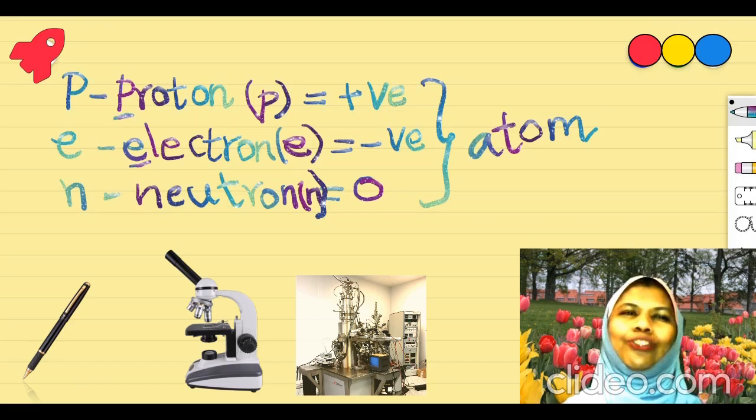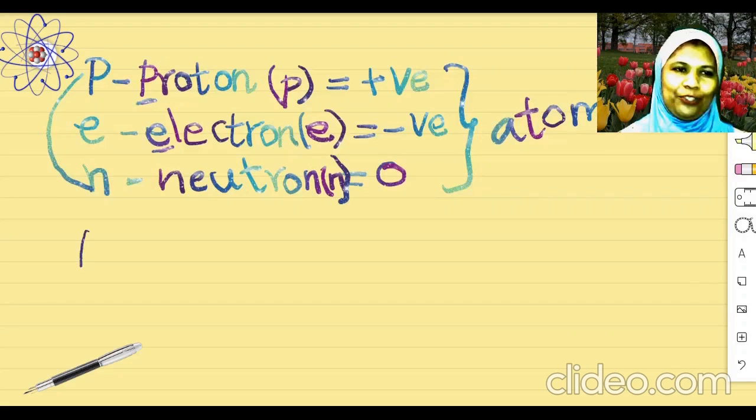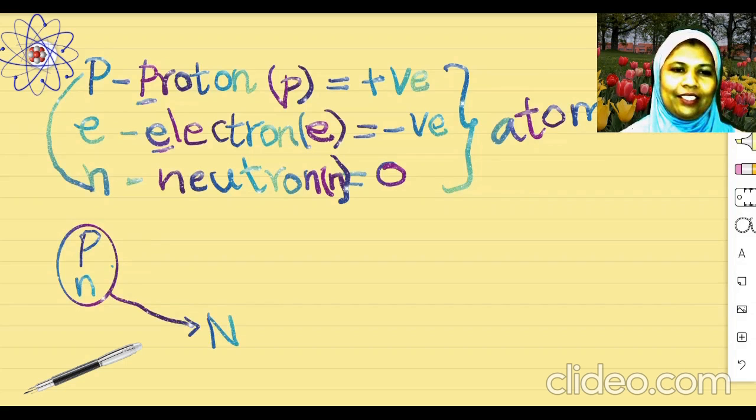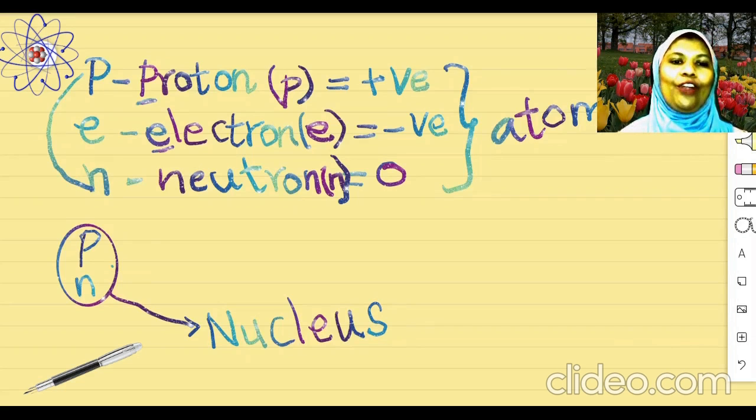Now the proton will tell, I am good. This neutron will tell, I am neutral. Protons and neutrons, they will be in one group. We call that group name as nucleus. I repeat, this proton and neutron inside a room, we call that as nucleus, and they leave this electron.